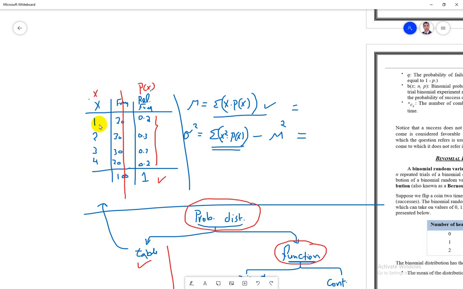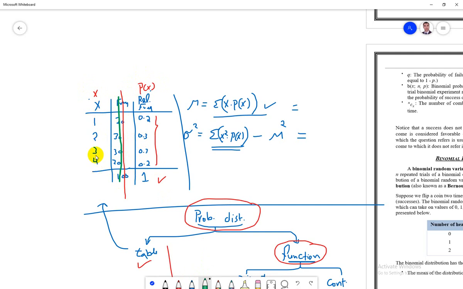So for the value x equal 1, we have a frequency 20. You can find a relative frequency, and we can consider that as the probability for x equal 1. So 20 over 100, since the sum of these values equals 100: 0.2, second value 0.3, third 0.3, and last one 0.2. The sum of these values equals 1. So now, ignoring the column for the frequency, and only using x and the probability of x, considering the relative frequency as the probability of x, then you have a probability distribution.